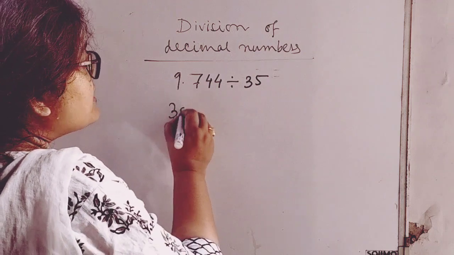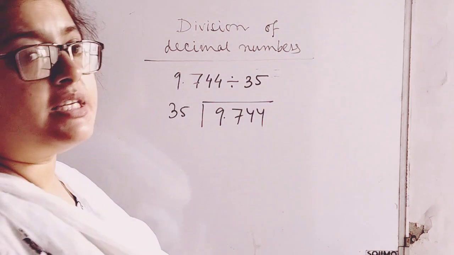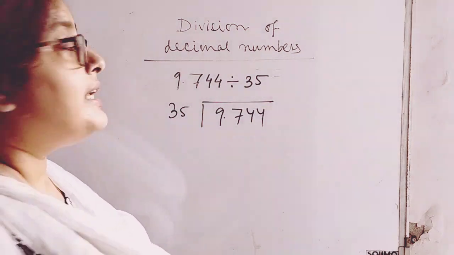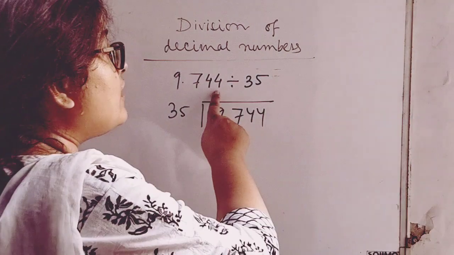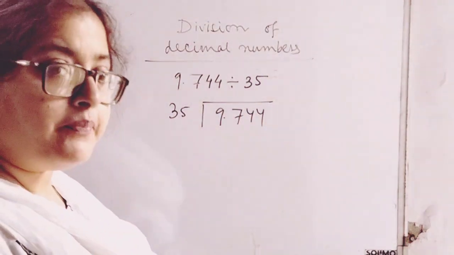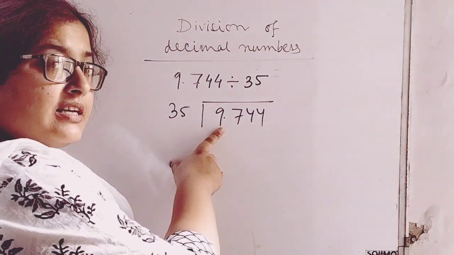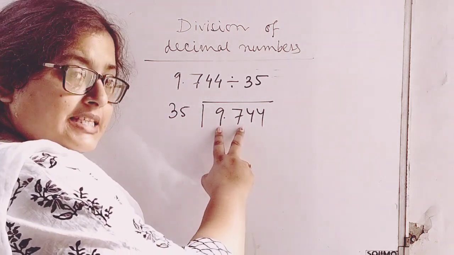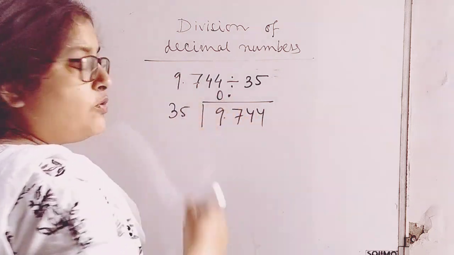Here 35 is dividing 9.744. Just forget about the decimal in the dividend. Forget. Don't cancel anything. As if you are dividing 9744 by 35. Only the decimal will be mentioned in the quotient portion, not anywhere in the calculation part. Okay. Let's begin the calculation. First of all, let's consider 9. Will 35 divide 9? No. So we must take 97, which is after decimal. So that's why we will put a decimal in the quotient.